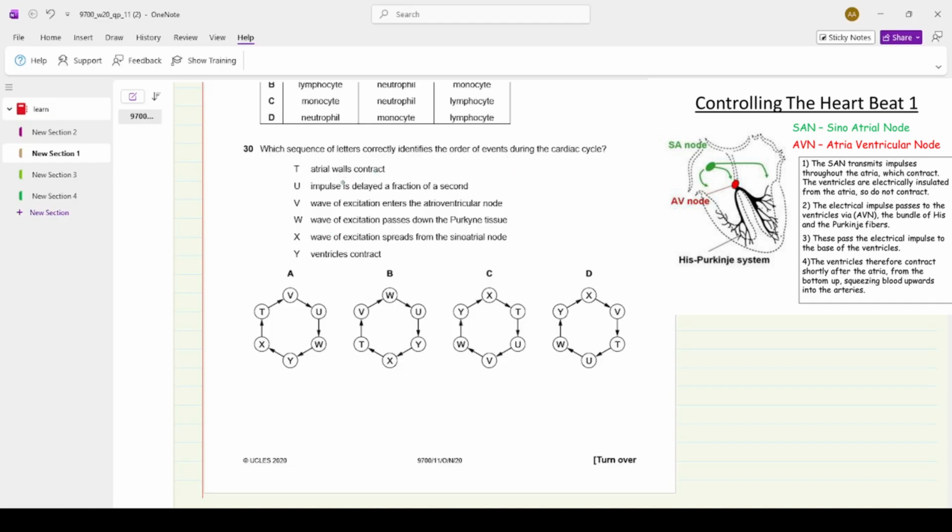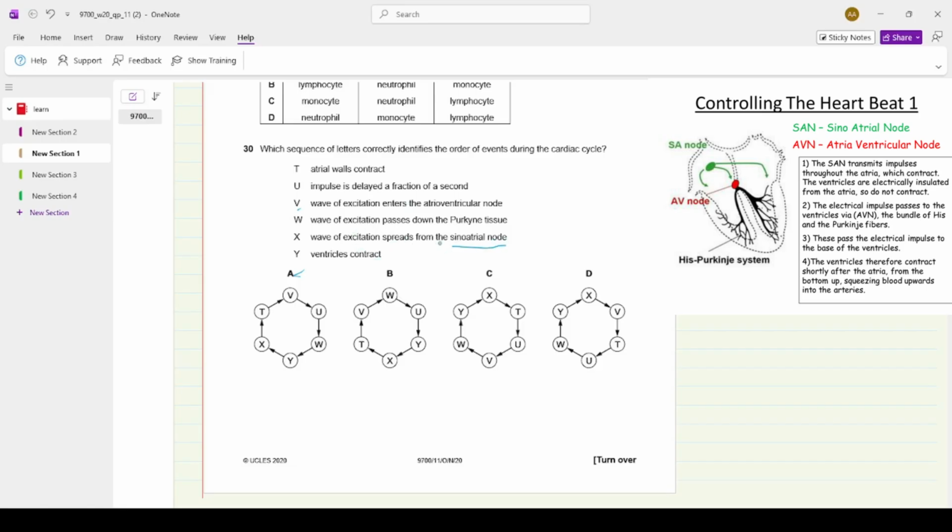So we have these events. We need to just remember the cardiac cycle in its sequence. So if we are to check the options, A, V, where is V? V is here. Wave excitation enters the atrioventricular node. The best way to answer this question is to look for the first step in all this, and then we try to follow it up. So the first step, of course, we have the natural pacemaker, which is the sinoatrial node.